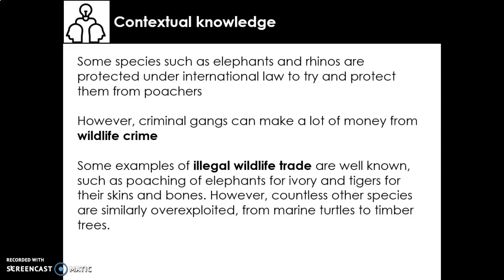But this is seen as wrong, and the animals need to be protected from this. And it is absolutely wrong. However, criminal gangs can make a lot of money from wildlife crime. Some examples of illegal wildlife trade are well known, such as poaching of elephants for ivory and tigers for their skins and bones. However, countless other species are similarly overexploited, so overused, overtraded, from marine turtles to timber trees. So this is an international problem. This is a global problem, okay? And this is something that Prince William cares about and is passionate about.